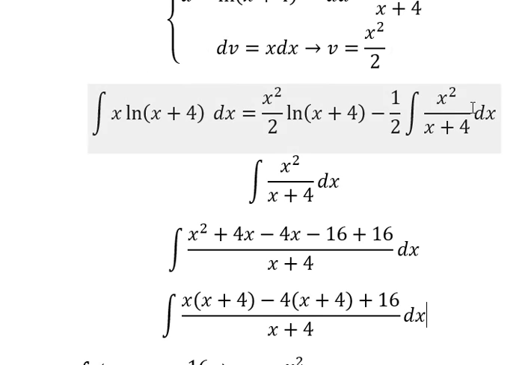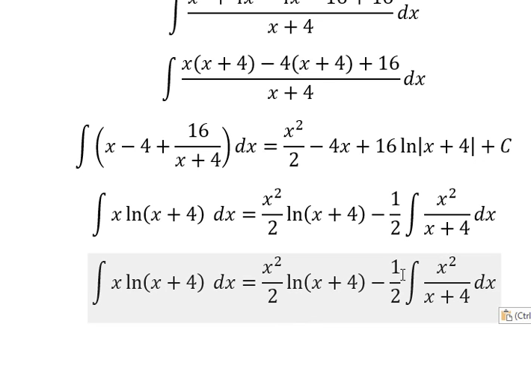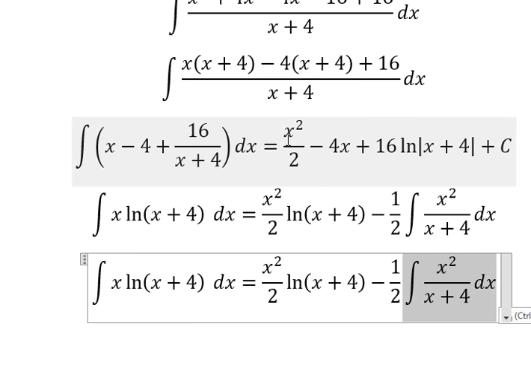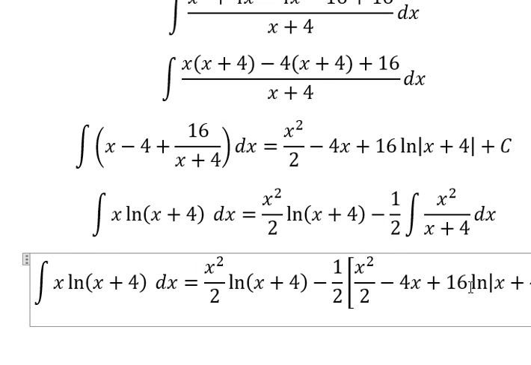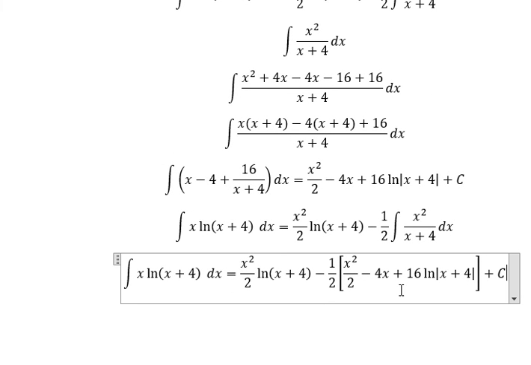Now we need to return back to this one. The integration, that's it about this one. And here is the full answer.